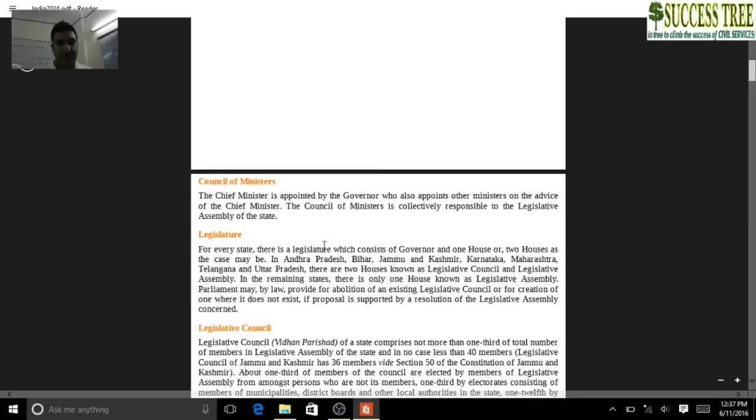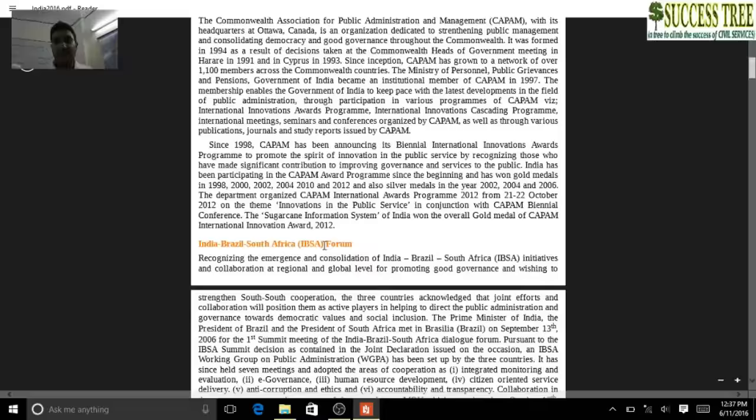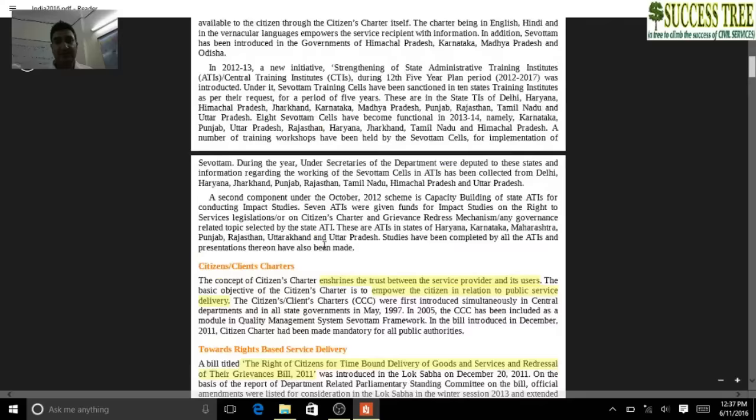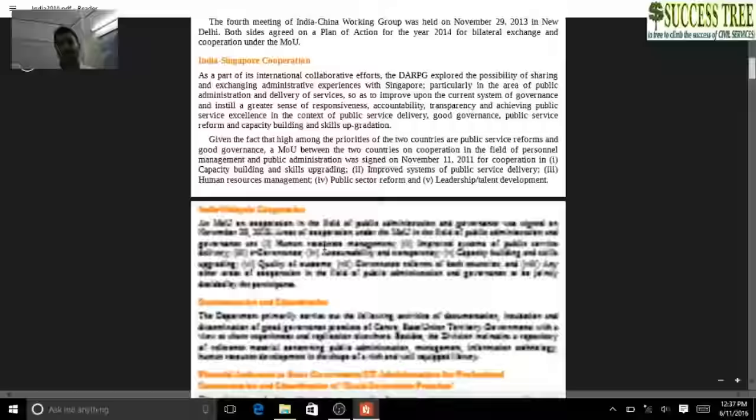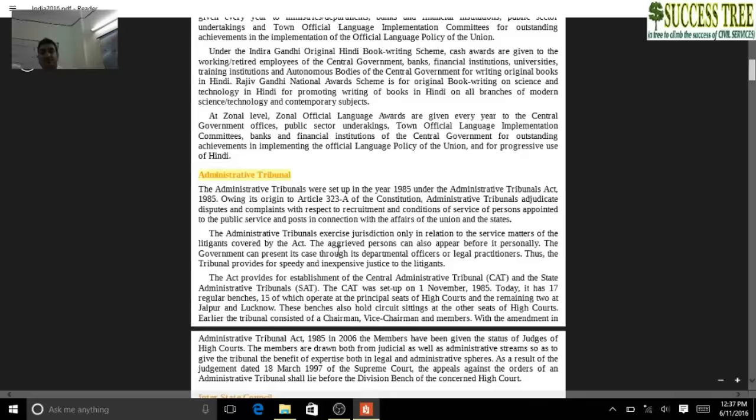That's all from the polity chapter. So the middle portion, where it's more about administration and other things, those portions you can leave. You would automatically come to know the importance of certain portions which are not important, and the rest you read.